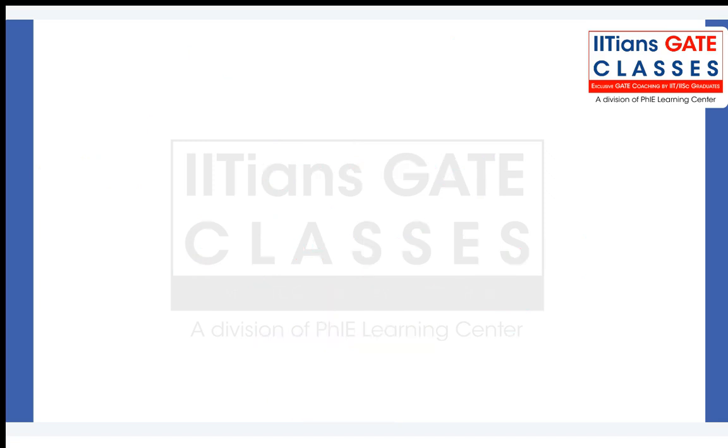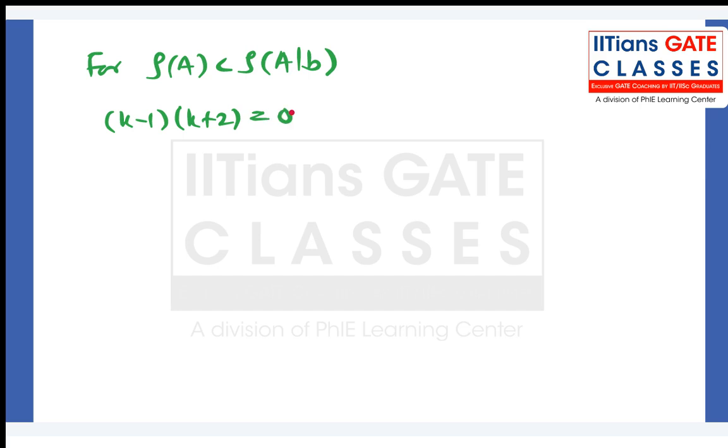So for the case of rank of A less than rank of augmented matrix, which is our required case, we should make the element k minus 1 into k plus 2 equal to 0. Okay, and then on the other side, this k square minus 1 into k square plus k plus 1 element should not be 0. Okay, then only rank of A will be 2 and rank of augmented matrix will be 3, and then it will be an inconsistent system of equations.